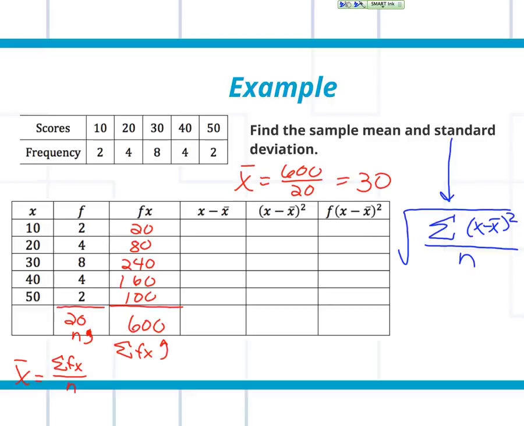So when we do this x minus x bar, I'm taking this x minus 30 because that's our x bar, that's our mean. So 10 minus 30 is negative 20. 20 minus 30 is negative 10. 30 minus 30 is 0. 40 minus 30 is 10. And 50 minus 30 is 20. So I just took these numbers minus the mean.